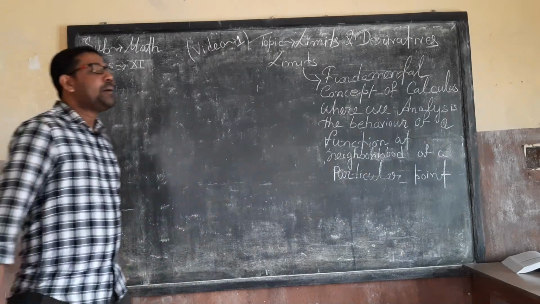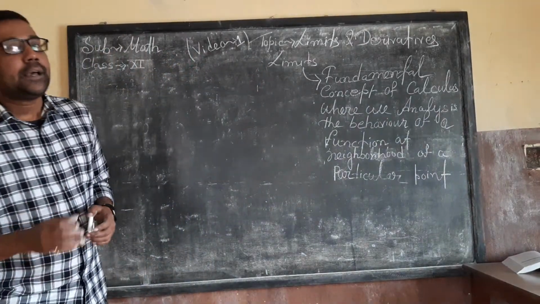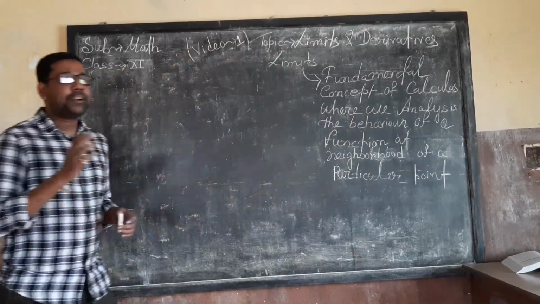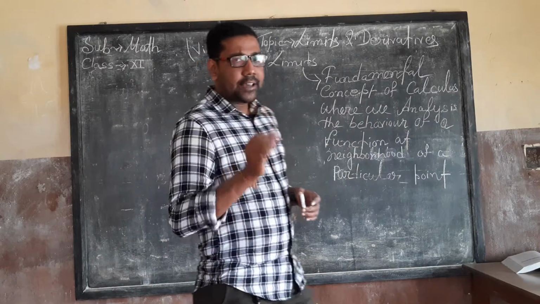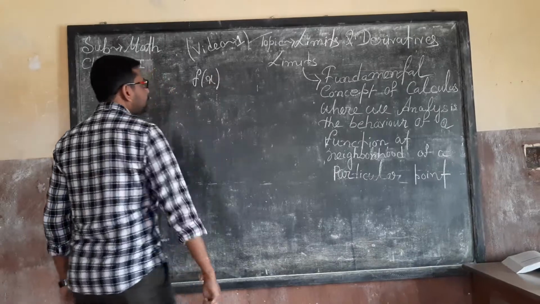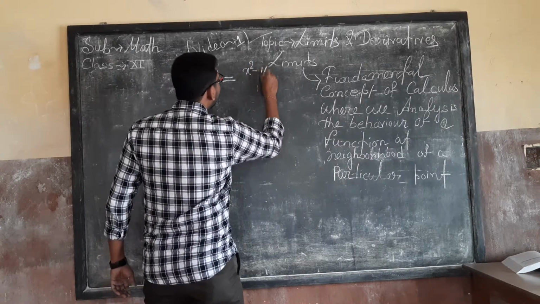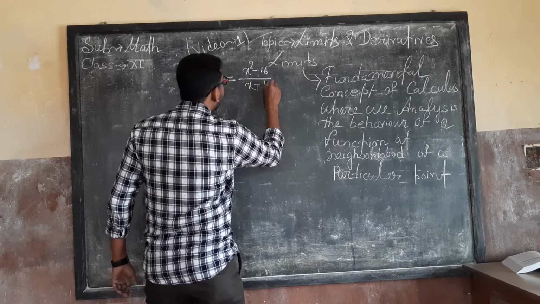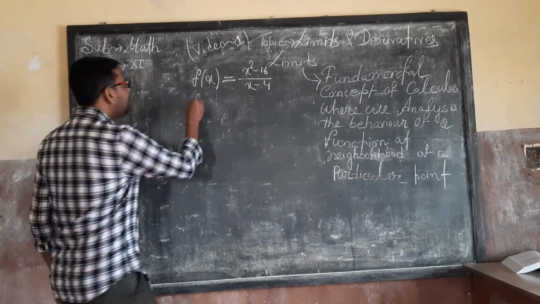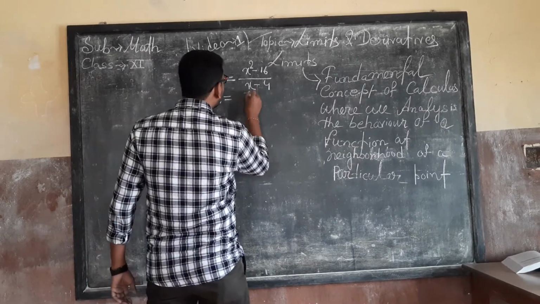This is the mathematical definition of the limit, and the limit is also called the entry point of calculus. For better understanding, we take an example. Suppose we consider a function f(x), defined as (x square minus 16) by (x minus 4). If you put x equal to 1, what is the value of this function? This time the function produces 5.